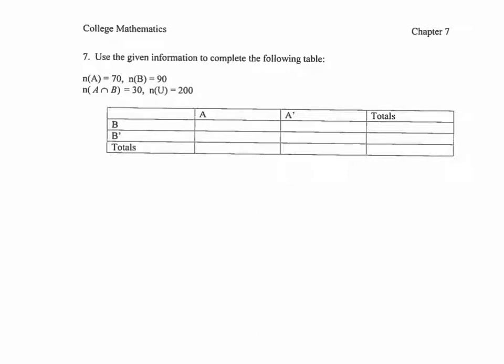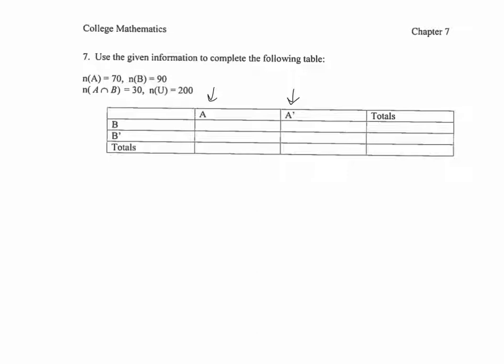Okay, now we have, instead of a Venn diagram, a table to fill out. So remember what these symbols mean. We have a column for all of the elements that are in A. That's right here. The apostrophe after the A means A complement. It's just saying not A. So this would be the total of everything that's not in A. And then we have a third one that is just going to total up everything that comes across in these rows.